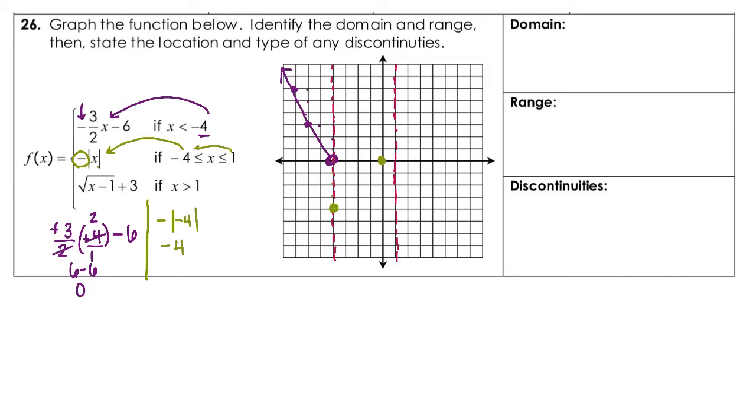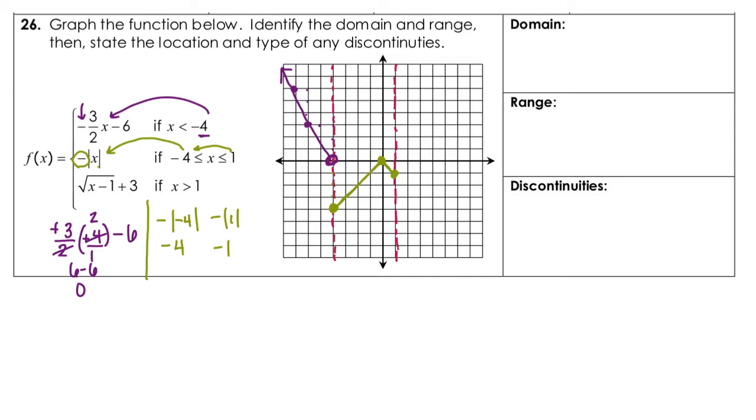Now let's go plug in 1, and so I have negative absolute value of 1, so that's going to give me negative 1. So I'm going to go over to positive 1 and down 1, and that is also a closed circle. So now, since I know the vertex is at 0, 0, and again, I know that from my transformations, there's going to be that part of the graph.